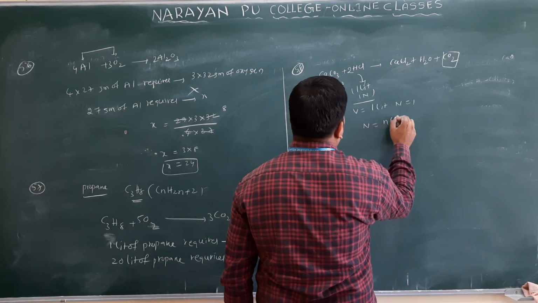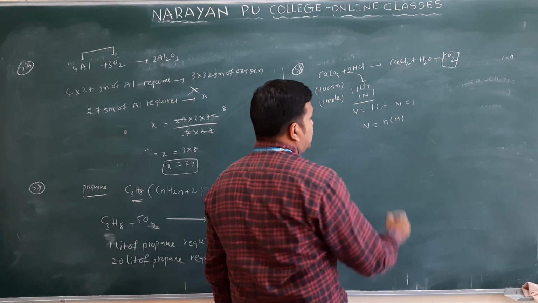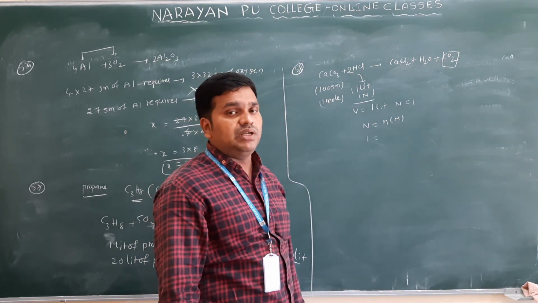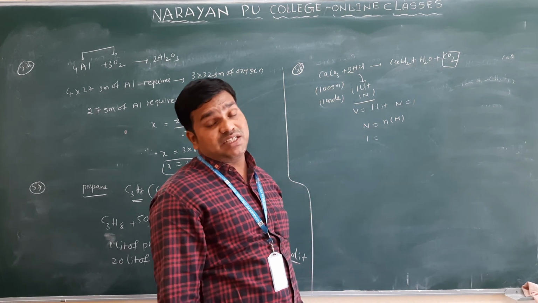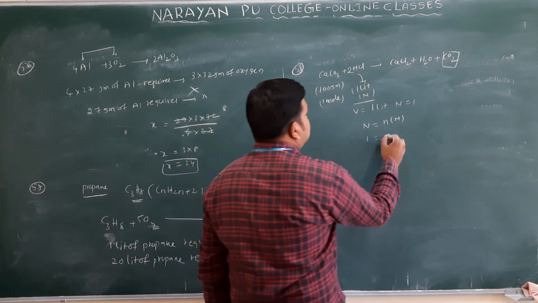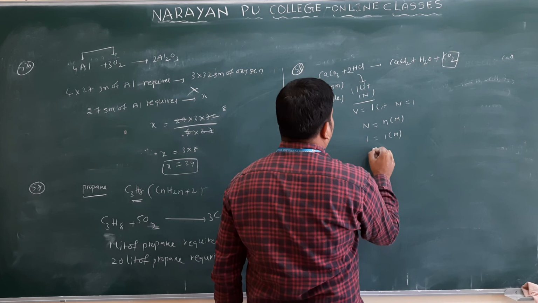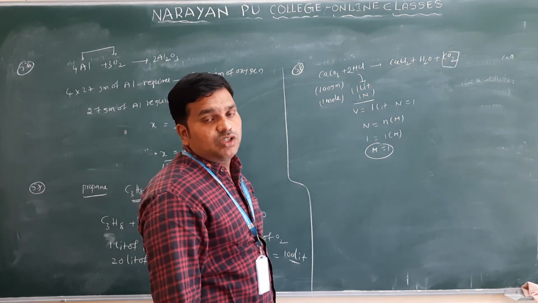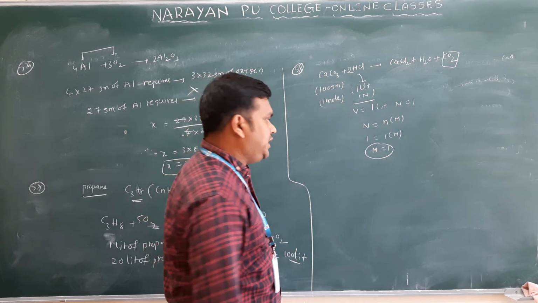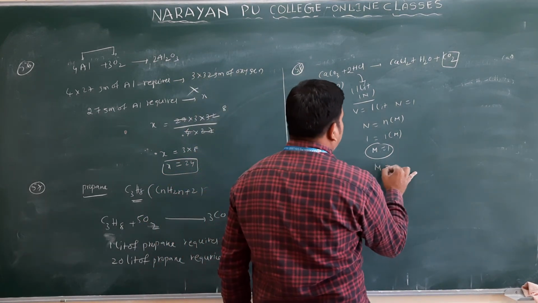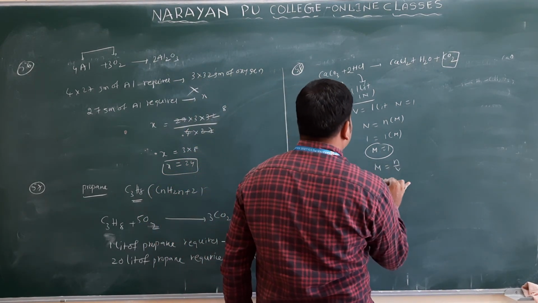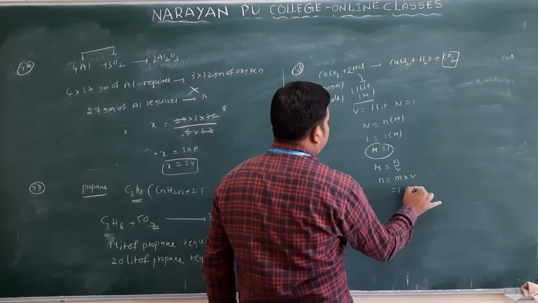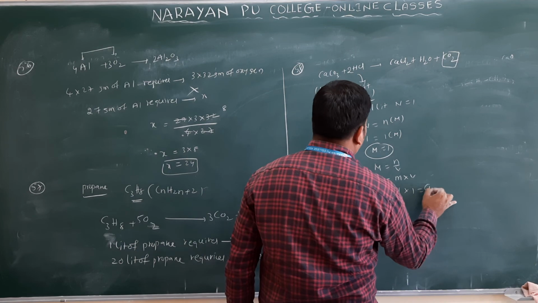Normality N is equal to n-factor into M only. So normality is equal to 1 only. What is the n-factor for HCl? 1 only. Why? HCl gives 1 H plus ion and 1 Cl minus ion only. This is 1 into molarity. Now from this I will get molarity is equal to 1. If you know the molarity, can you find the number of moles? Yes. Molarity M is equal to n by V only. So n is equal to M into V. What is the molarity? 1. And the volume is how much? 1 only. That you will get what? 1.